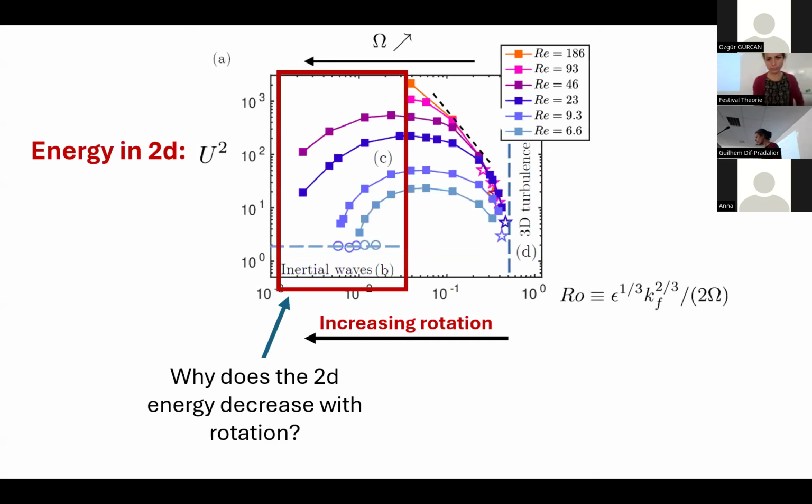But that's not what we see. If what I told you is correct, then for different Reynolds numbers, the amplitude should increase or decrease, and then it has to plateau, because there's a constant there. U prime squared should be equal to a constant. So it should not depend on the Rossby number, but it does. And so why is that?